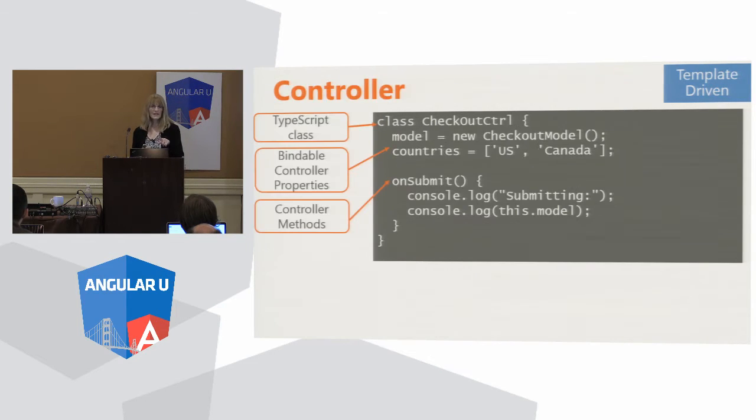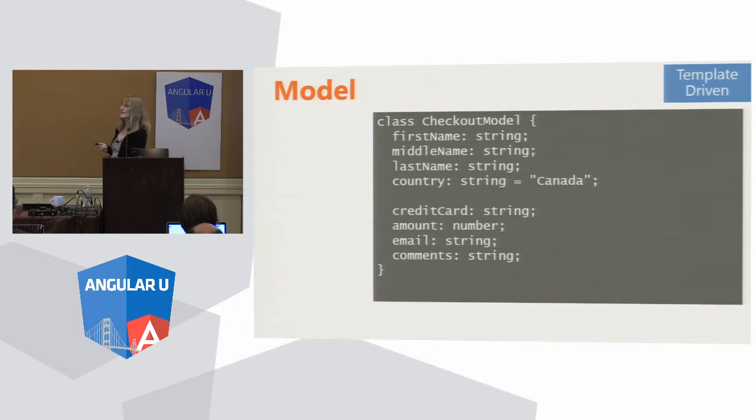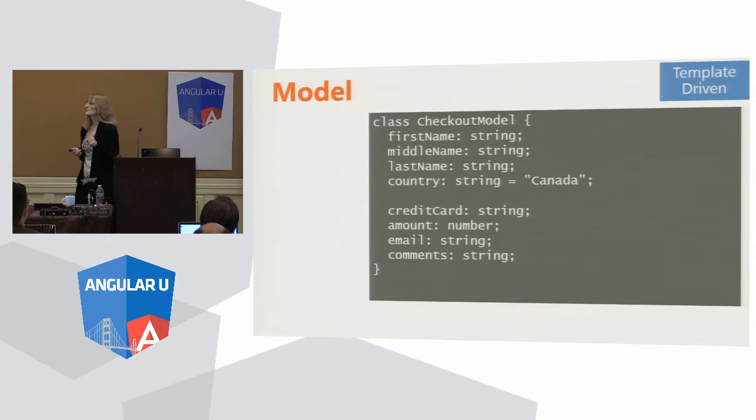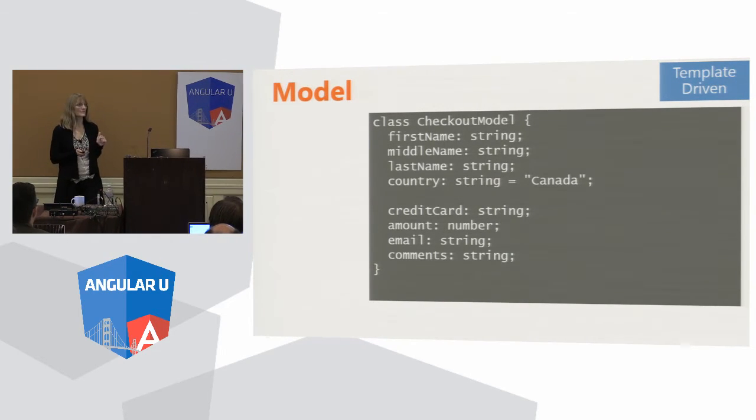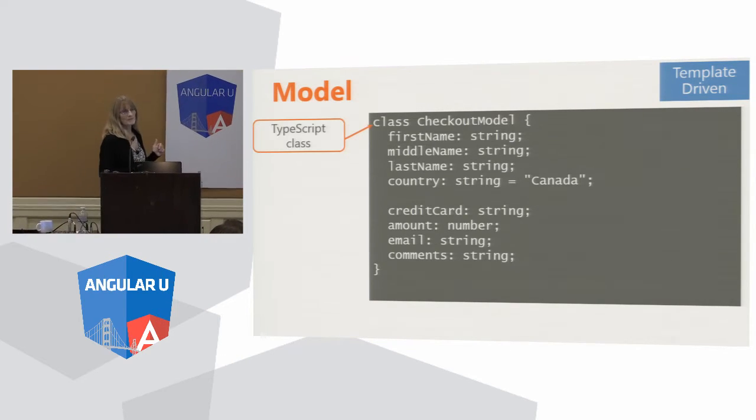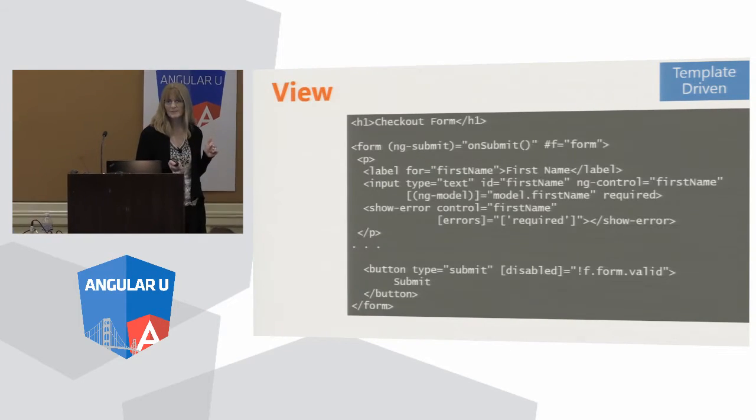The model, this is that checkout model. Remember, we have model equal new checkout model. So this is what the checkout model might look like. Using TypeScript, even now with 1.x, we can actually do domain objects with Angular 1.x. With Angular 2, we'll be able to do them as well. And we can define a class with first name, middle name, last name, and so on. And we can strongly type them using TypeScript's strong typing. So that's our TypeScript class, our strongly typed properties.